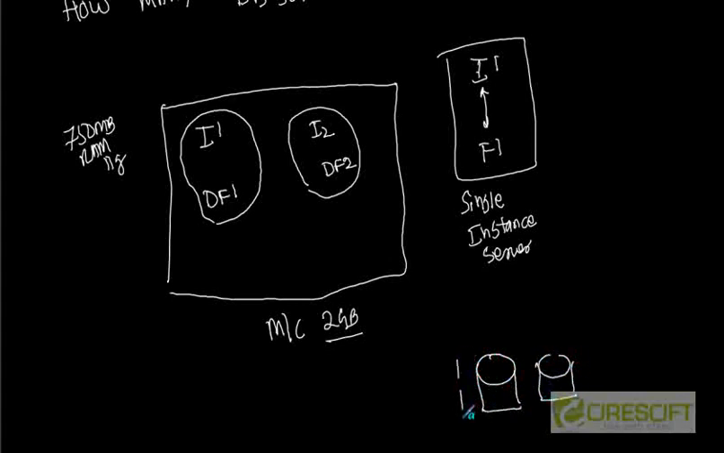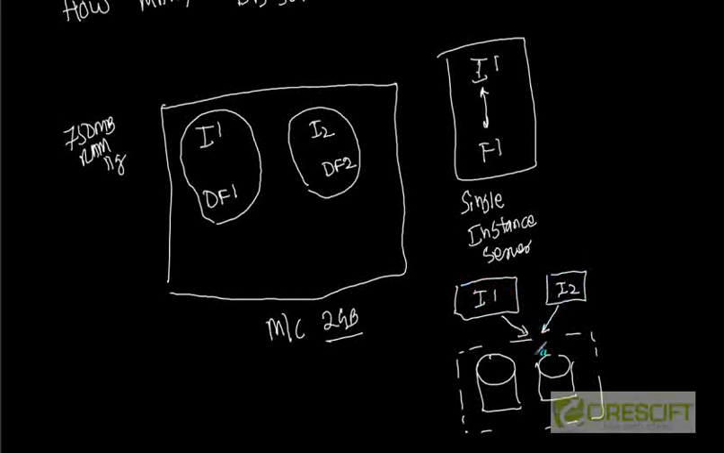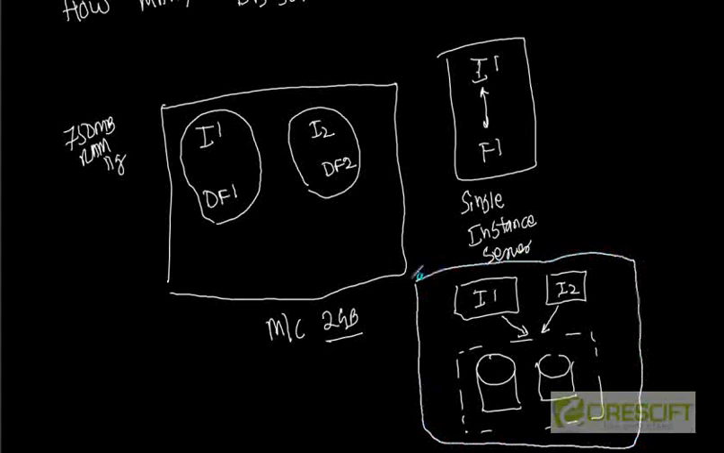So this is our file system, our database files. We can have multiple instances, I1 and I2, and they can be attached to the same database files. In this case, this system is called Oracle Parallel Server, or they have a fancy name, which is RAC, or Real Application Cluster.